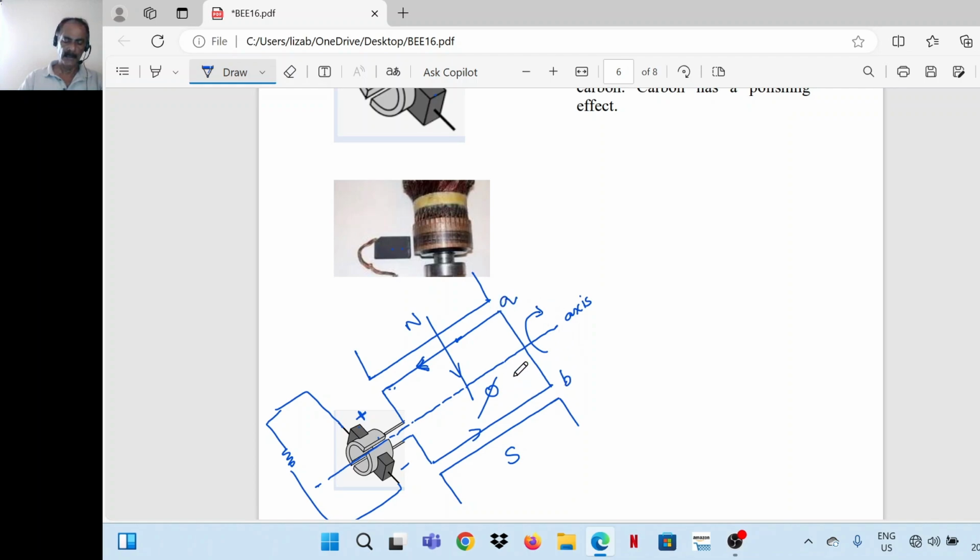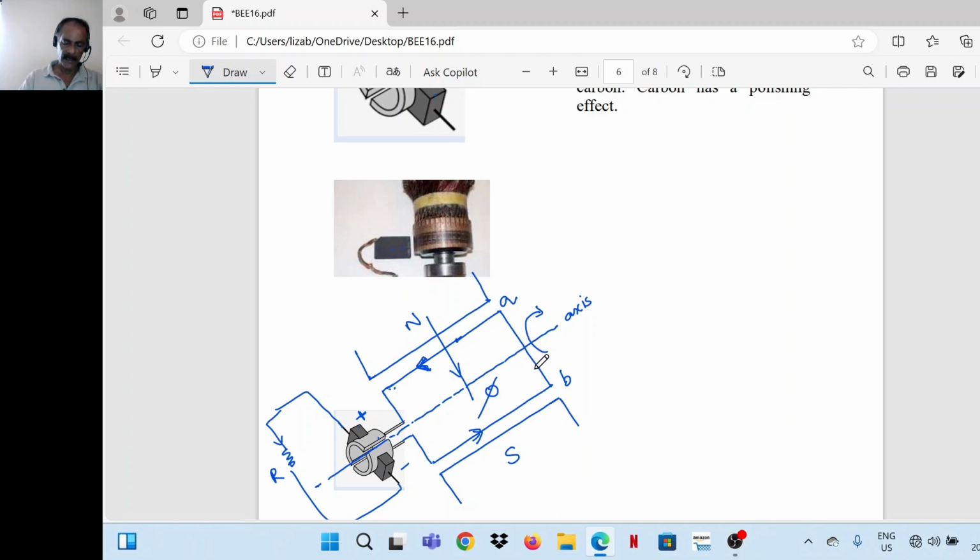Now, after 180-degree rotation, conductor B comes here. At that time, B will have current in this direction. So, depending on the direction of rotation and direction of magnetic field, a current flows in the conductor in a particular direction, which we can determine by means of Fleming's right-hand rule. Using Fleming's right-hand rule, we can determine the direction of EMF as well as the resulting current in the conductor. In conductor A, this is the direction of current. In conductor B, the current direction is opposite. That means the current flows like this: from conductor A through the positive brush, flowing through the load and back to the negative brush, and like this the circuit is completed.